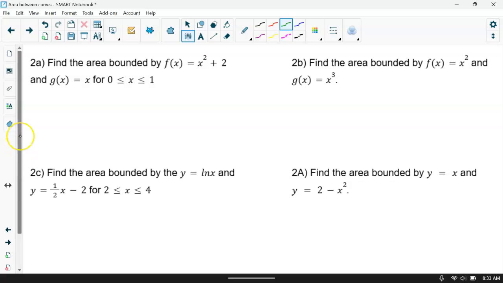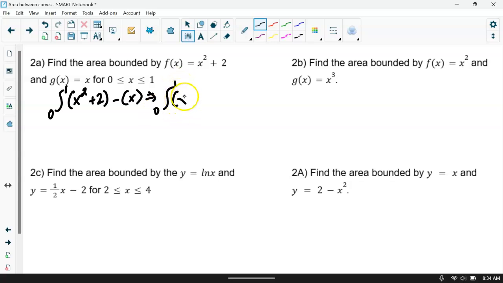So now that we've talked about the setup, now let's actually go through and solve. So notice we're given our f of x, g of x, and our boundary. So here we go. Let's set it up. So from 0 to 1, right? We've got our f of x, which is x squared plus 2, minus g of x, which is x. That means we're going to find the integral, so from 0 to 1, of x squared minus x, right, subtracting x, plus 2 with respect to x.